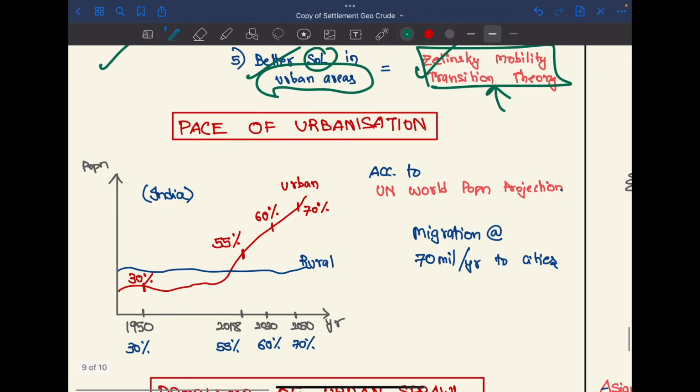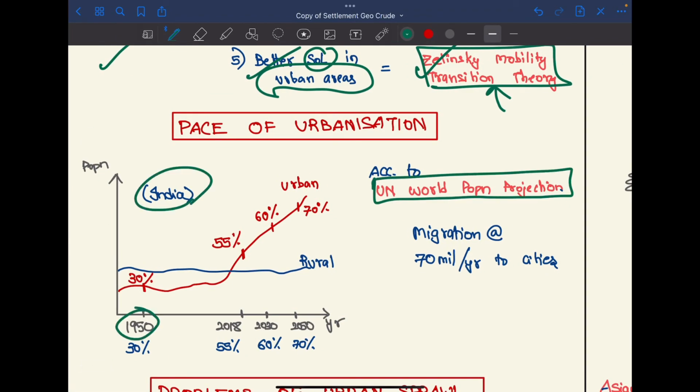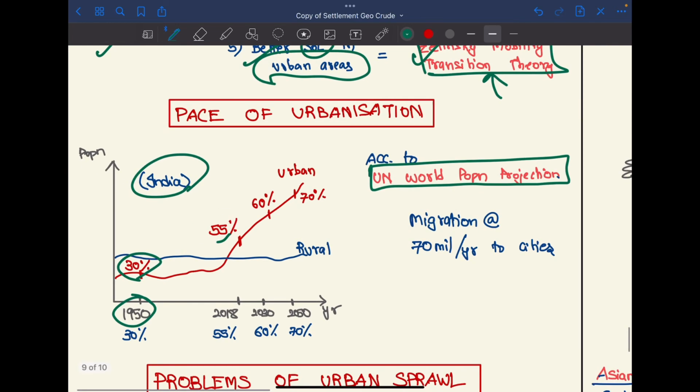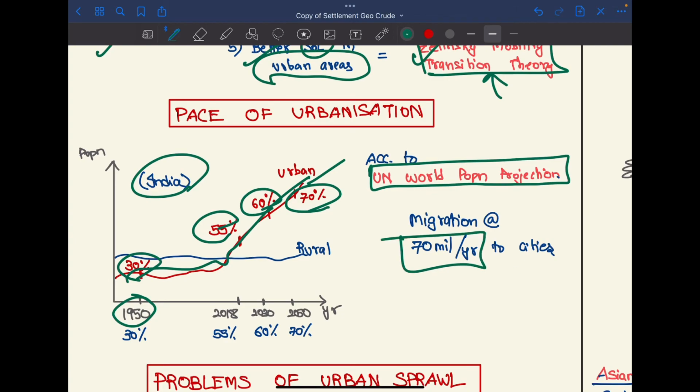The pace of urbanization, according to the UN World Population Projection, in India in 1950 was 30%. In 2018 it was 55%. In 2030 it will be 60%, and by 2070, 70% of people will be living in urban areas. Therefore, it is a very steep growth. Also, 70 million people will migrate to cities per year.